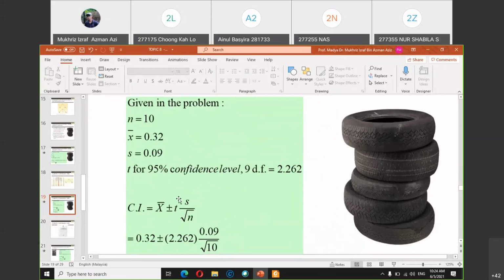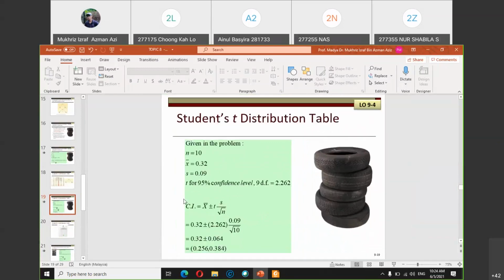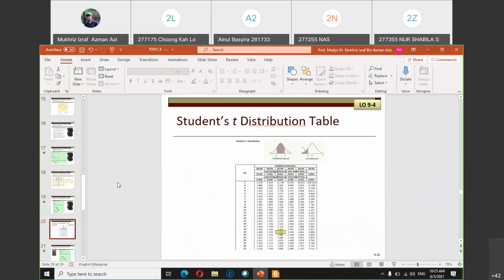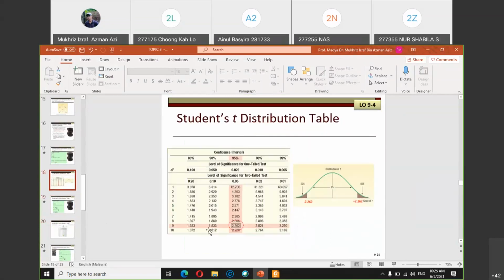You can see from this example, it is quite simple to calculate. CI is X bar plus minus T multiplied by S over the square root of N. For X bar, S and N, you take directly from the question. But for T here, in this slide, it's already mentioned how to get the 2.262.